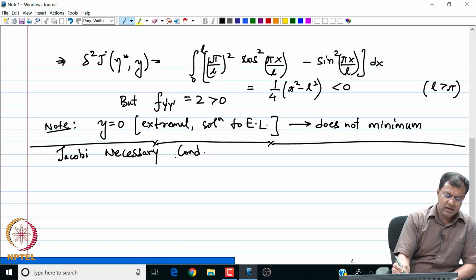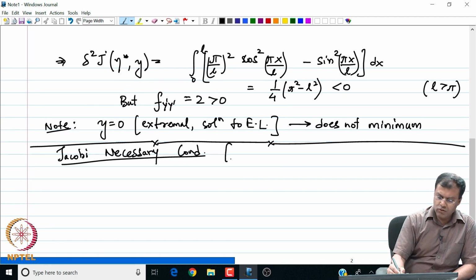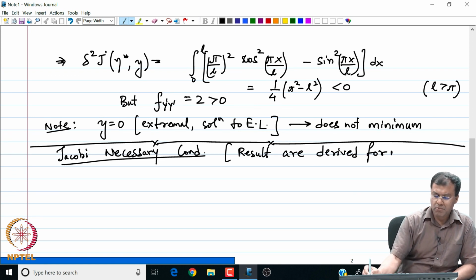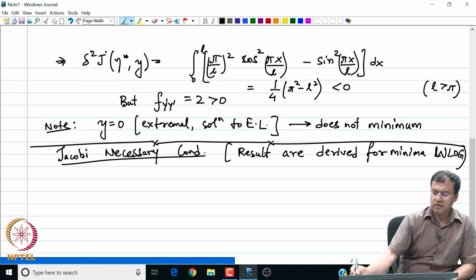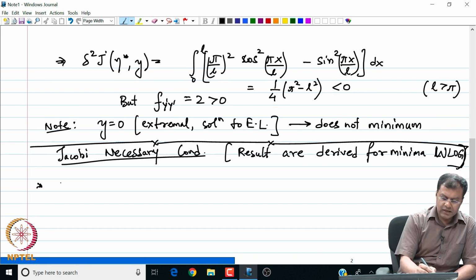The Jacobi necessary condition. As I just said, throughout our discussion I am going to only talk about deriving the minima from the extrema. Results are derived for minima. This is without loss of generality. A similar set of arguments will hold for maxima with the signs reversed.